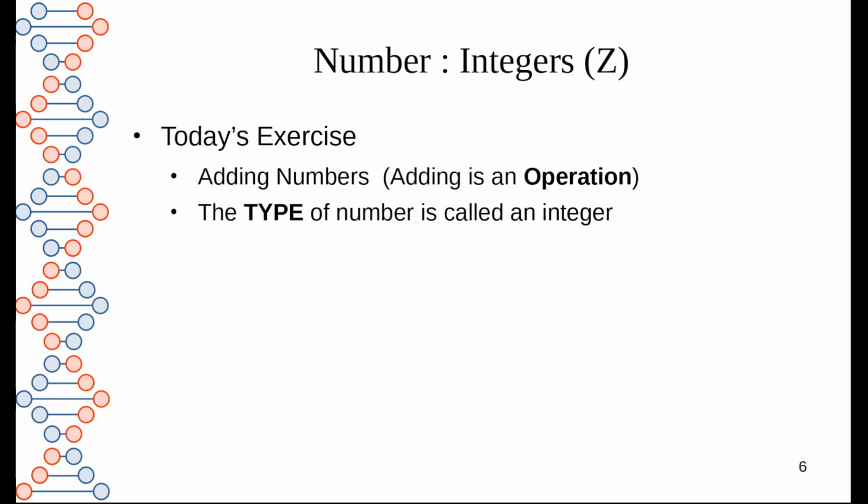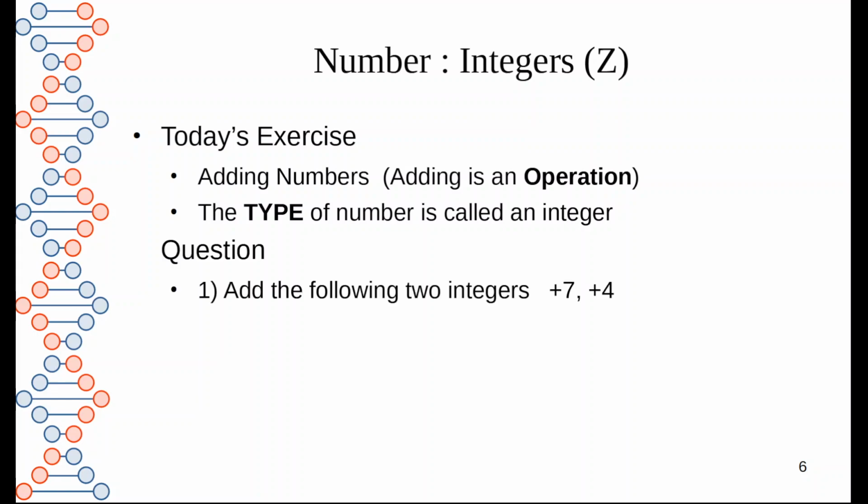Let's have a look at today's exercise. Today's exercise is adding numbers. Adding is an operation. It's when you do something on these two numbers. And the type of number that we're looking at is called the integers. The integers are those numbers that we use to describe a change: negative numbers and positive numbers.